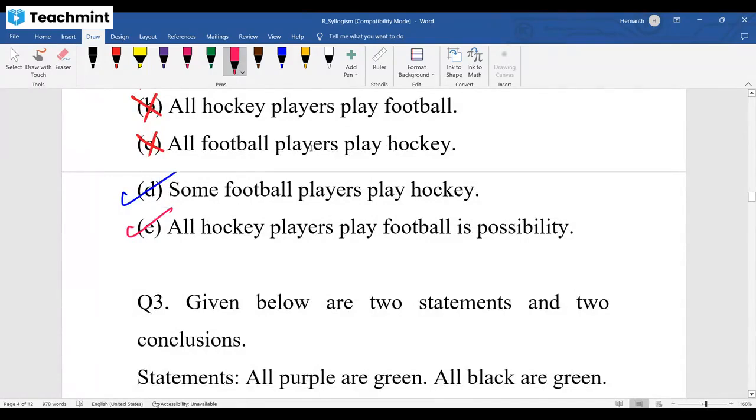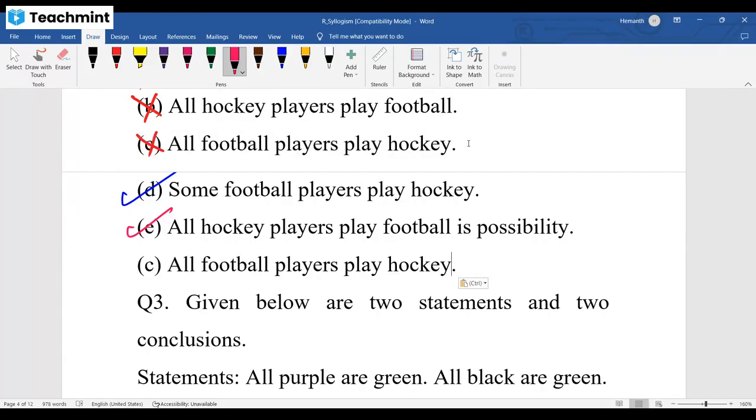Similarly, "all football players play hockey is a possibility" - is it correct or false? I use the word possibility. Let me know, is it correct or false? Check: is there any diagram, at least one diagram, satisfying this?